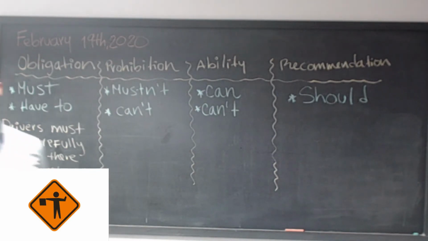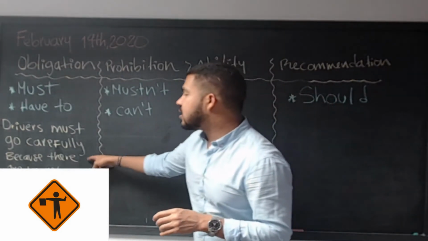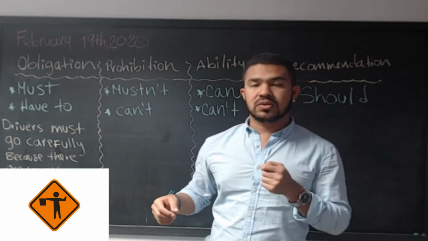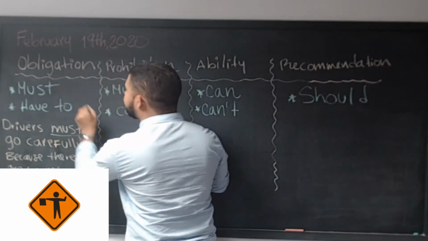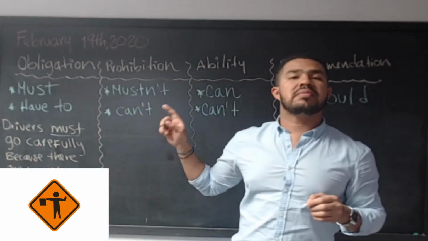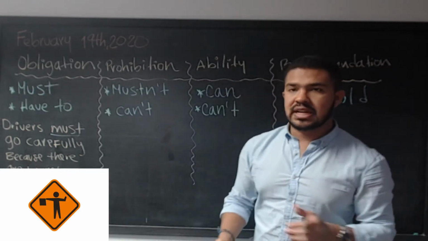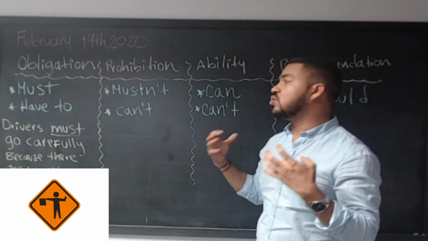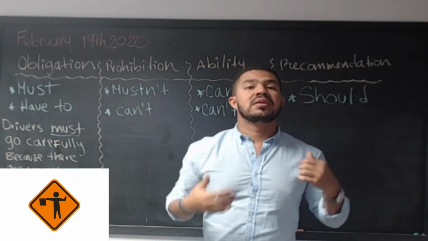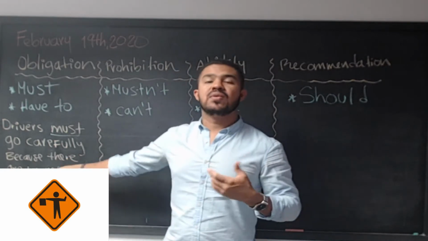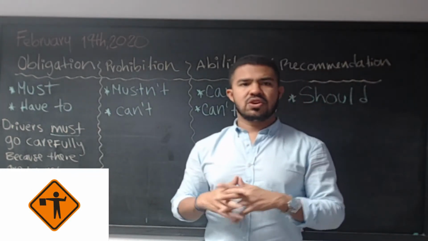Very good, okay? So it says, drivers must go carefully because there are workers on the road. According to this, Valentina, you say that this is an obligation. Driver must, that's an obligation. Very good example. That's a good sentence. Congratulations. So it says that los conductores tienen que manejar o ir con cuidado porque there are workers on the road. Very good, Valentina. Do you have any other example? No more.